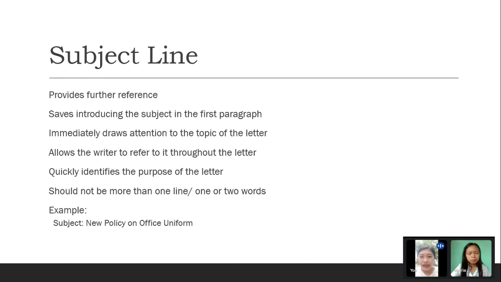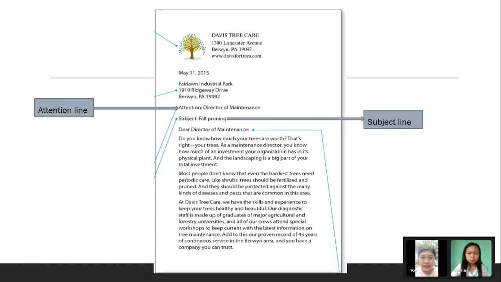Subject line. Subject lines provide further reference, save introducing the subject in the first paragraph, immediately draw attention to the topic of the letter, allow the writer to refer to it throughout the letter, and quickly identify the purpose of the letter. It should not be more than one line, one or two words. Example, subject: new policy on office uniform. Subject line is the specific topic of the letter.